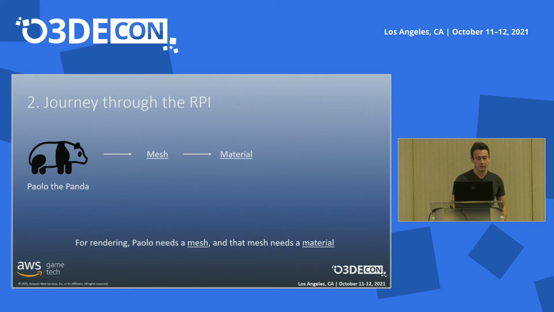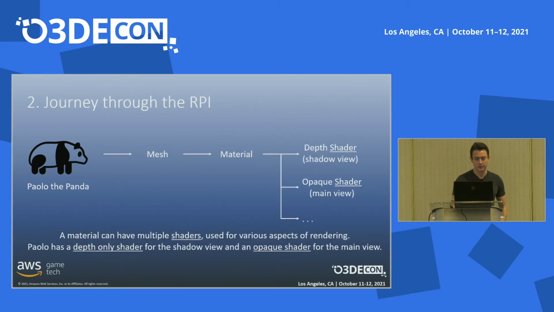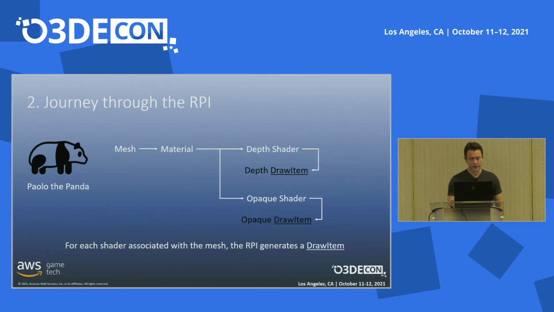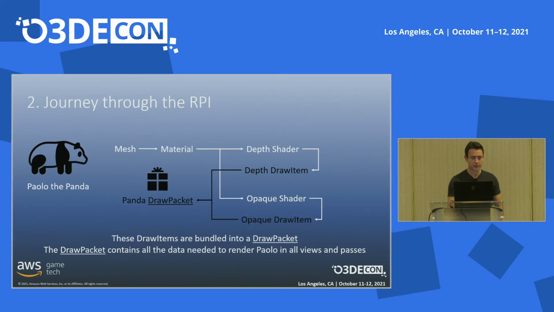In order to render, Paolo needs a mesh, and that mesh needs a material. The material has multiple shaders. For example, we have a depth shader so that we can render Paolo in the shadow view, and we have an opaque shader that will render in the forward pass and the final render. For each of these shaders, the RPI will generate a draw item, and these draw items will be combined into a draw packet. A draw packet is essentially all the data we need to send through the RPI and to the RHI that we need to render the object.